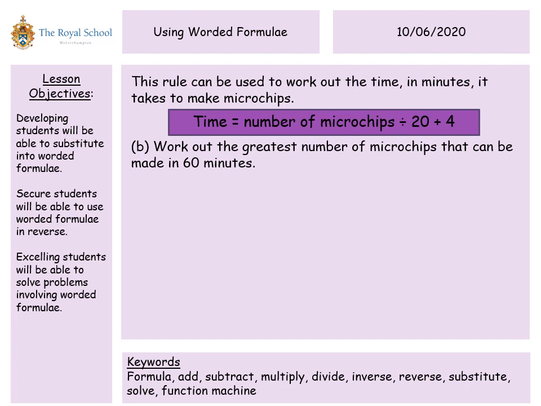Let's have a look at working this one in reverse then. It says this rule can be used to work out the time in minutes it takes to make microchips, and time is the number of microchips divided by 20 plus 4. So part B is now asking us to work out the greatest number of microchips that can be made in 60 minutes. So if we've got 60 minutes, we've got our time, but we're missing our number of microchips. So let's rewrite the formula with the numbers that we've been given. So 60 equals the number of microchips divided by 20 plus 4.